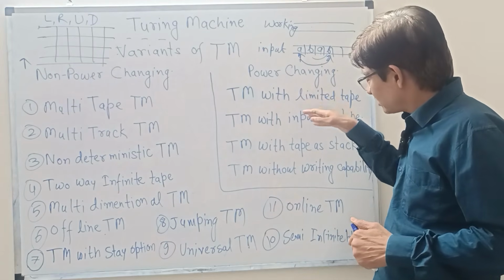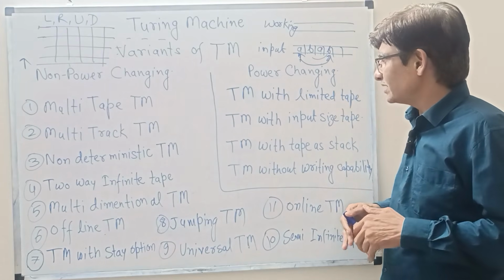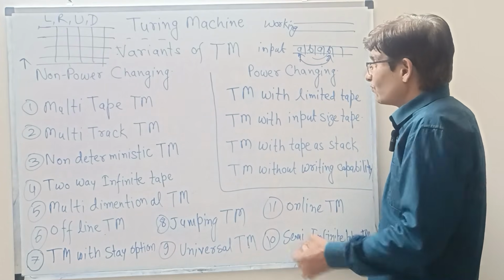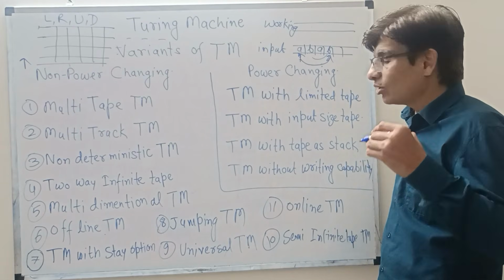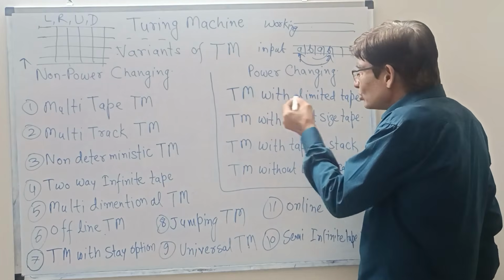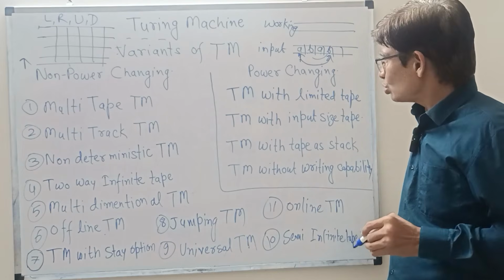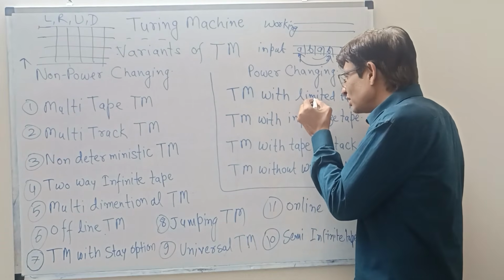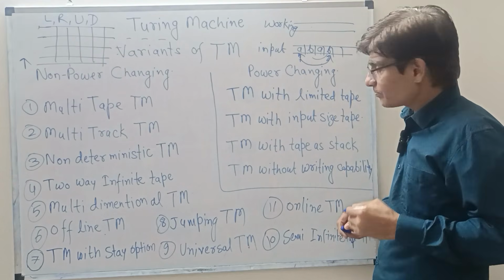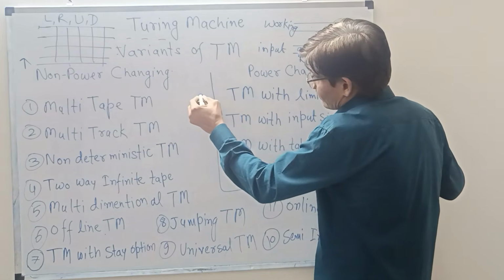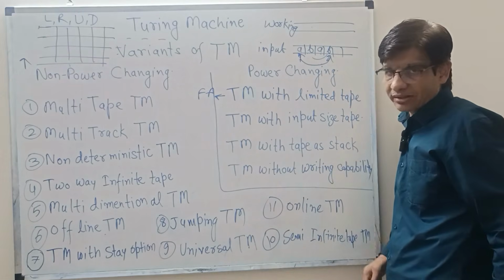So all these variants will decrease the power of Turing machine. How? That we will see. Now, the first variant is Turing machine with limited tape, or you can also call it Turing machine with fixed size tape. When we have a Turing machine with fixed size tape or limited size tape, then it will work as finite automata.